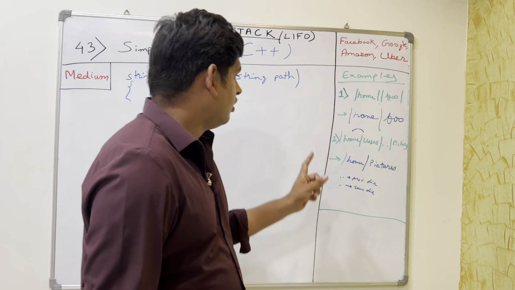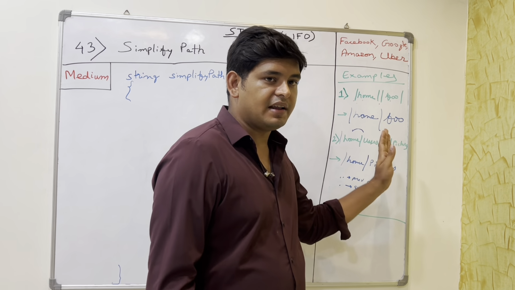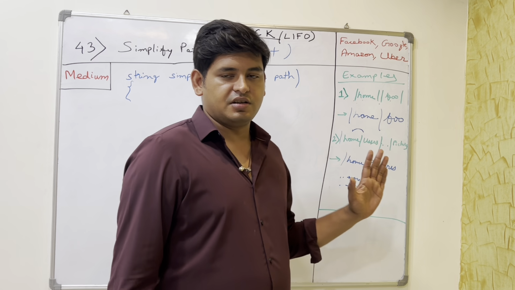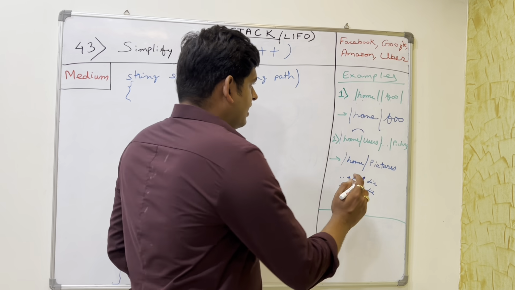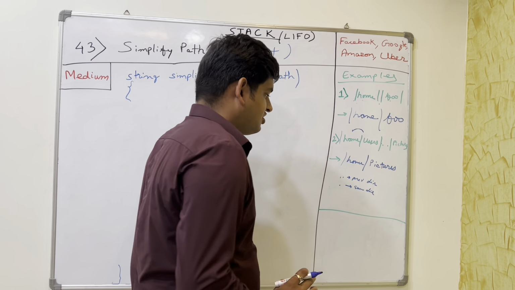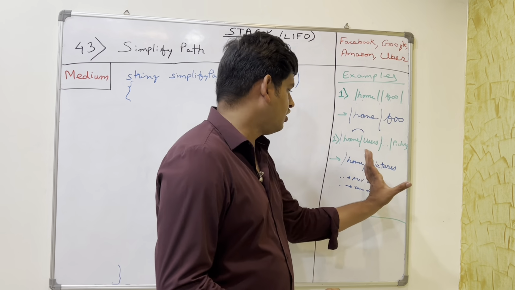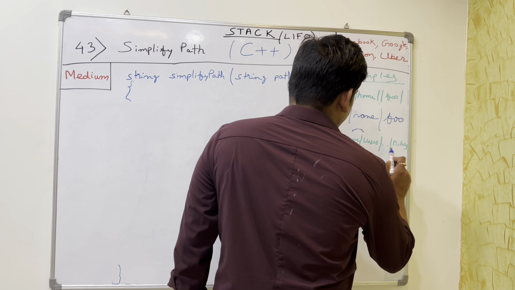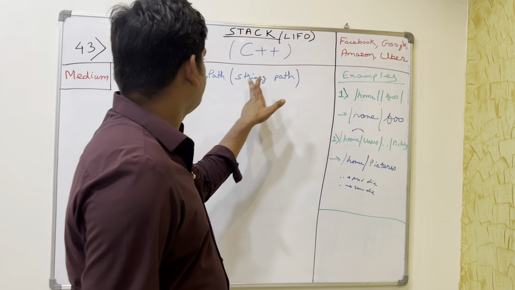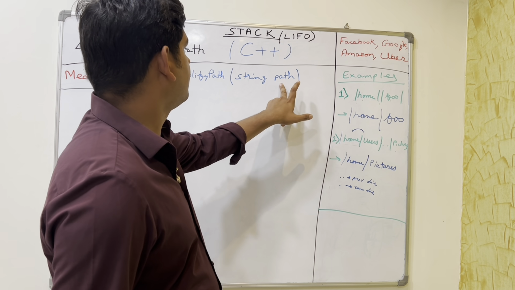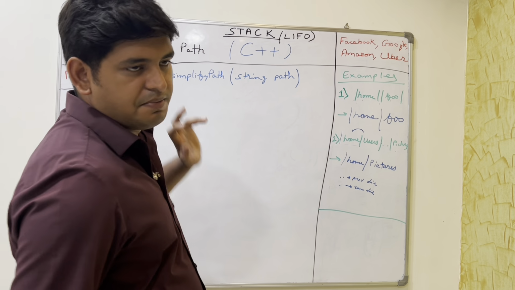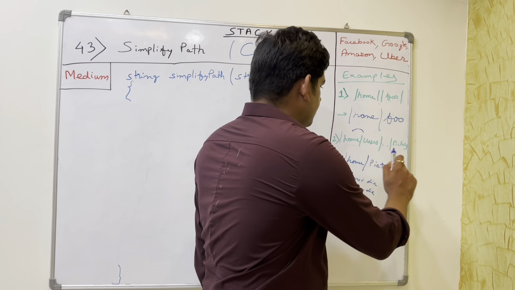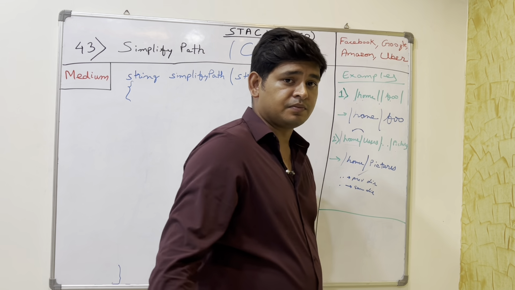So how do we solve this? How do we give the simplified canonical path when we have the absolute path given? What is the logic that comes to your mind? We remove extra slashes, we remove the dots, and we give the simplified canonical path. So when we have this string, the absolute path, we need to return the simplified path. How do we do this?